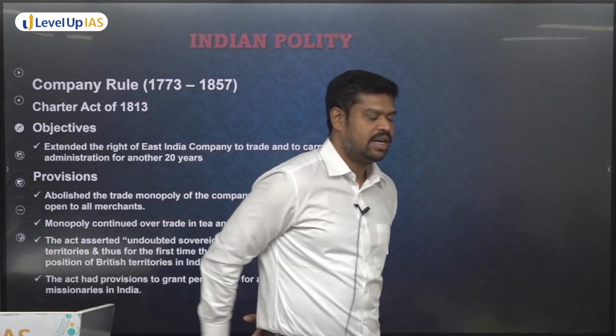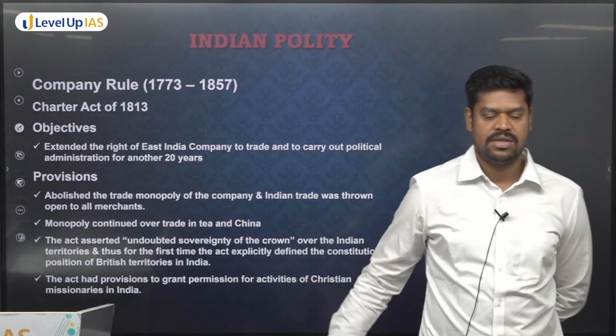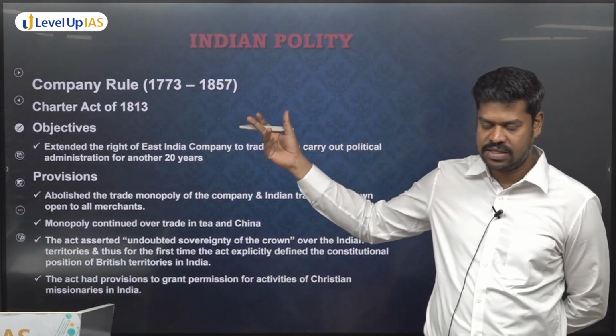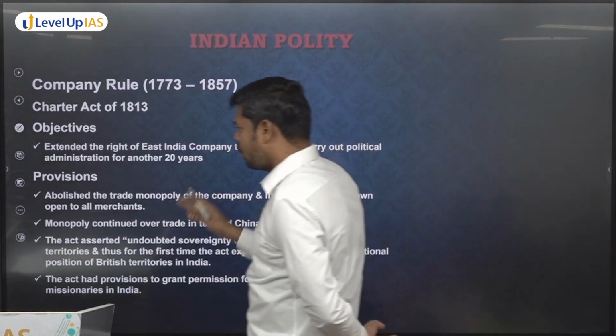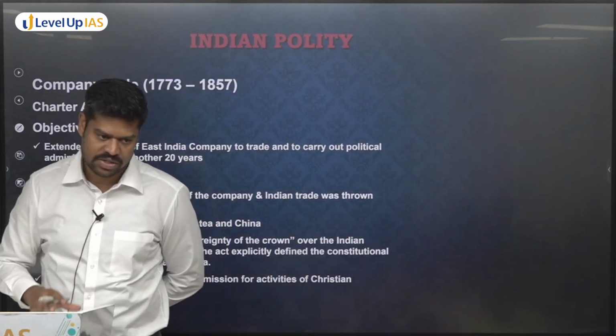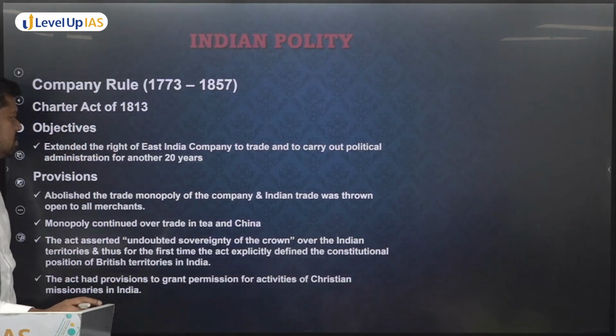So from 1793 to 1813, 20 years already it is extended. From 1813 to 1833, now they extended it. But along with that, certain other minor changes also happened. So what are the other minor changes?